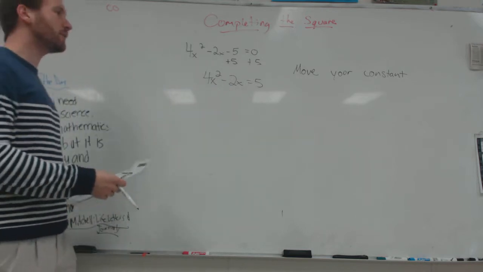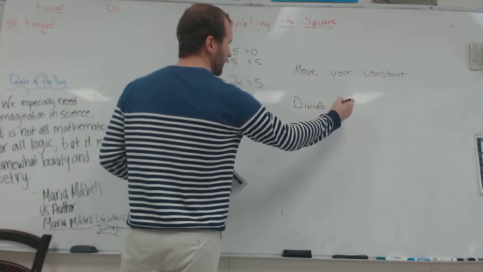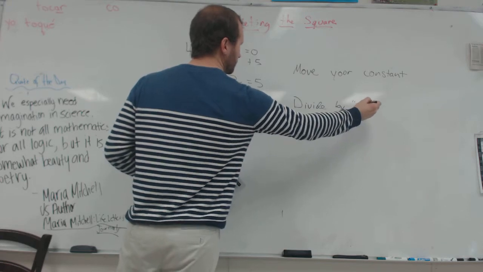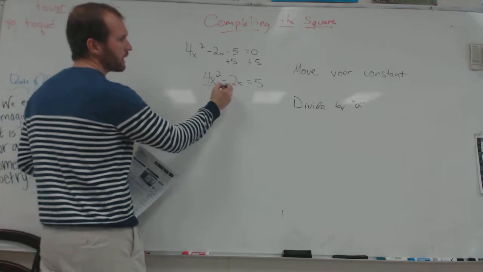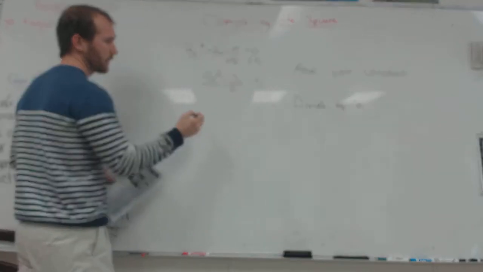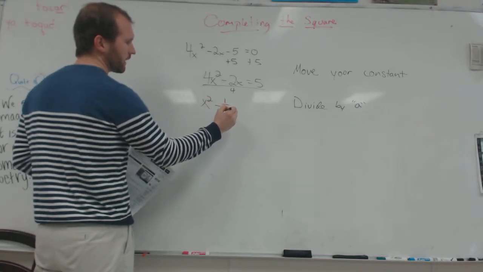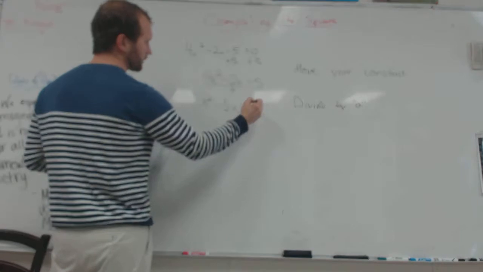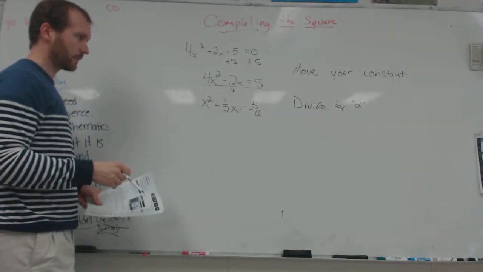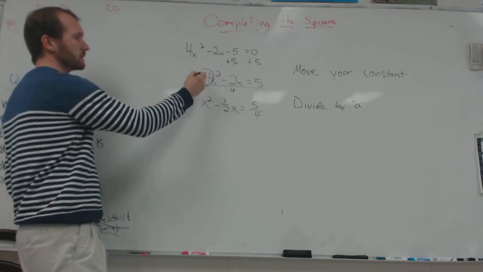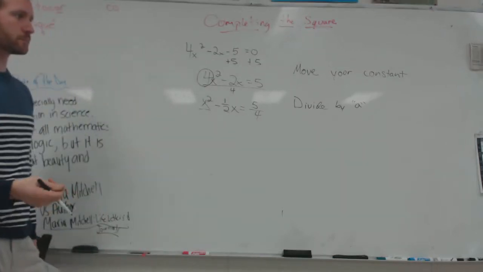The next thing that you have to do is you have to divide by a. So this trick will not work if you have a number here. So we're going to divide everything by 4. We're going to end up with x squared minus 1/2 x equals 5/4 in this case. Wait, what did we divide by? We divided by a, this number here. And the whole goal is to just have an x squared out front.